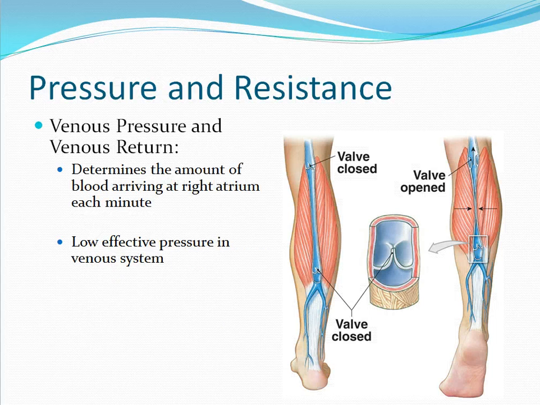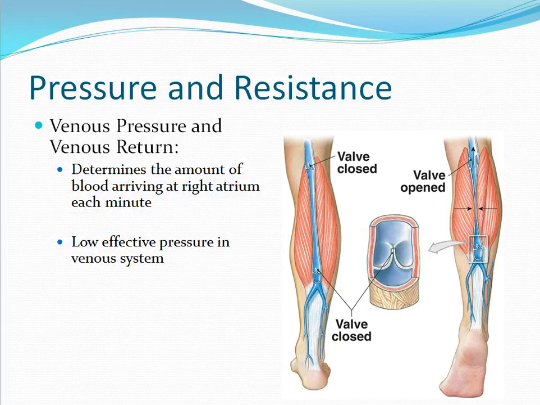We said before that pressure in the venous system is very low, and yet the veins are responsible for returning blood back to the heart. So we need to look a little bit more at this venous pressure and venous return. This determines the amount of blood that will arrive at the right atrium each minute. Venous pressure is extremely low in the venous system.